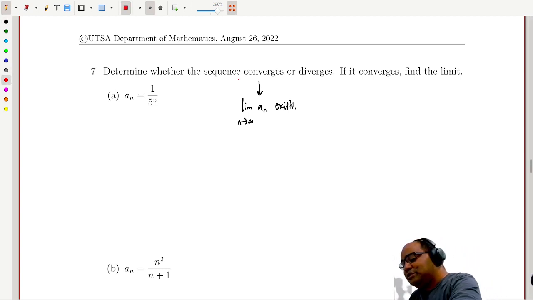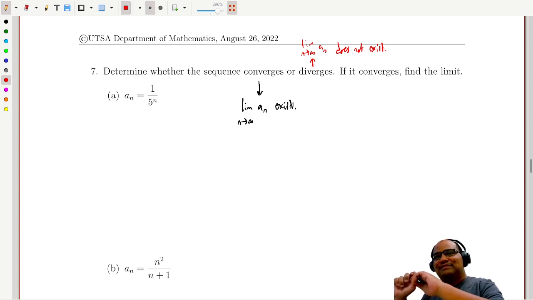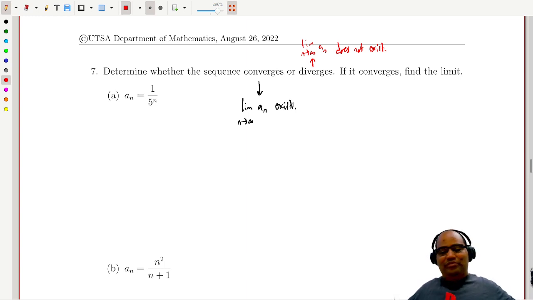Well, then what about divergent? Divergent means the limit of that sequence does not exist. Stop. Convergent means the limit exists. Divergent means the limit does not exist. And that's it. That's all there is to it.